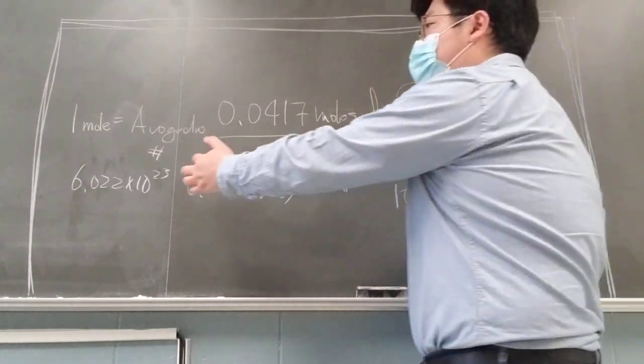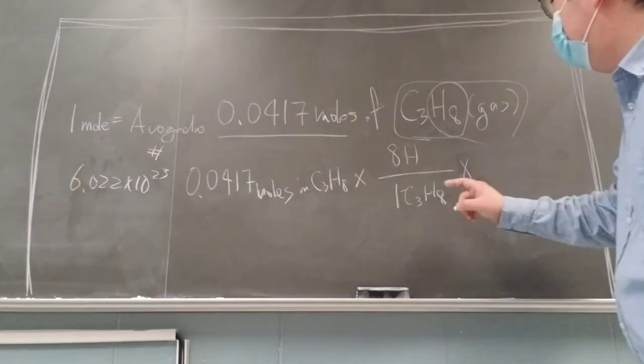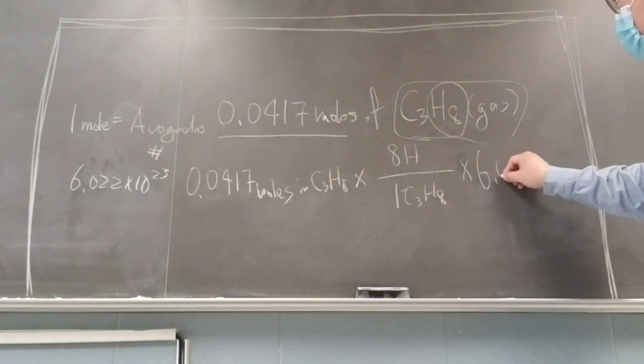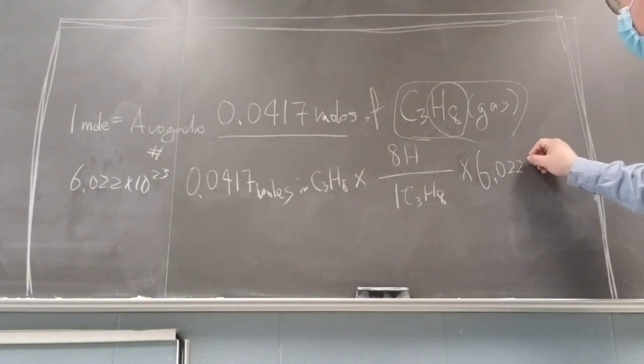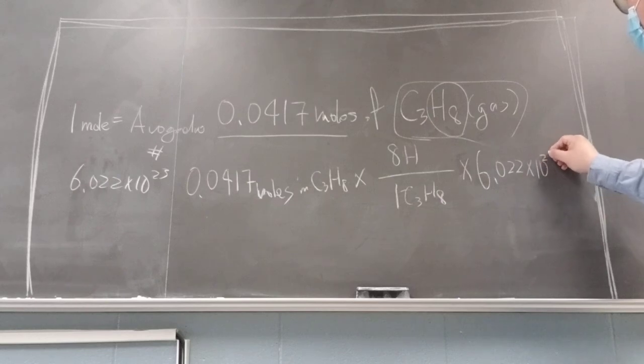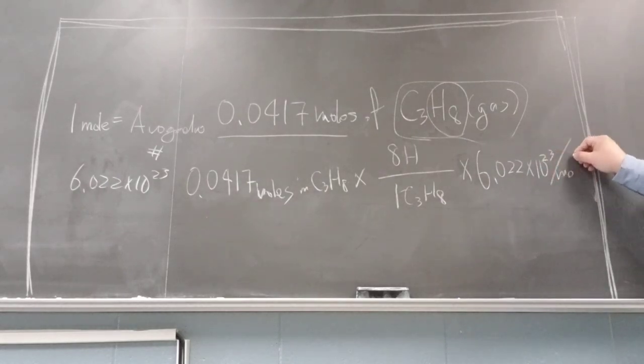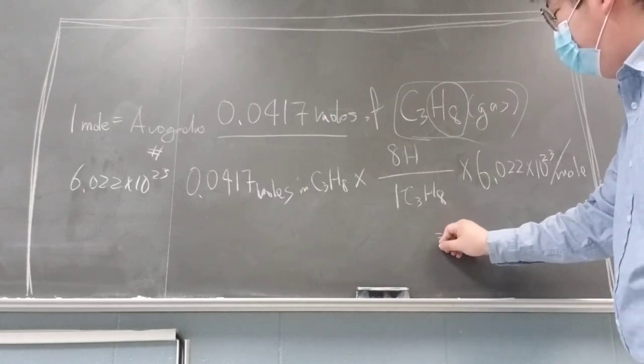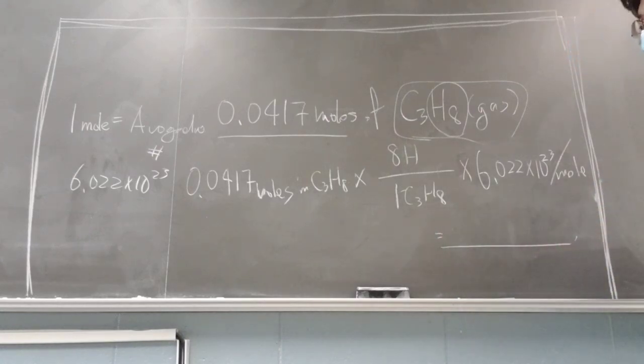But we know this is 1 mole. So you can multiply this number by 6.022 times 10 to the 23rd per mole. But this is how many per 1 mole. Okay? So then you have the answer right there.